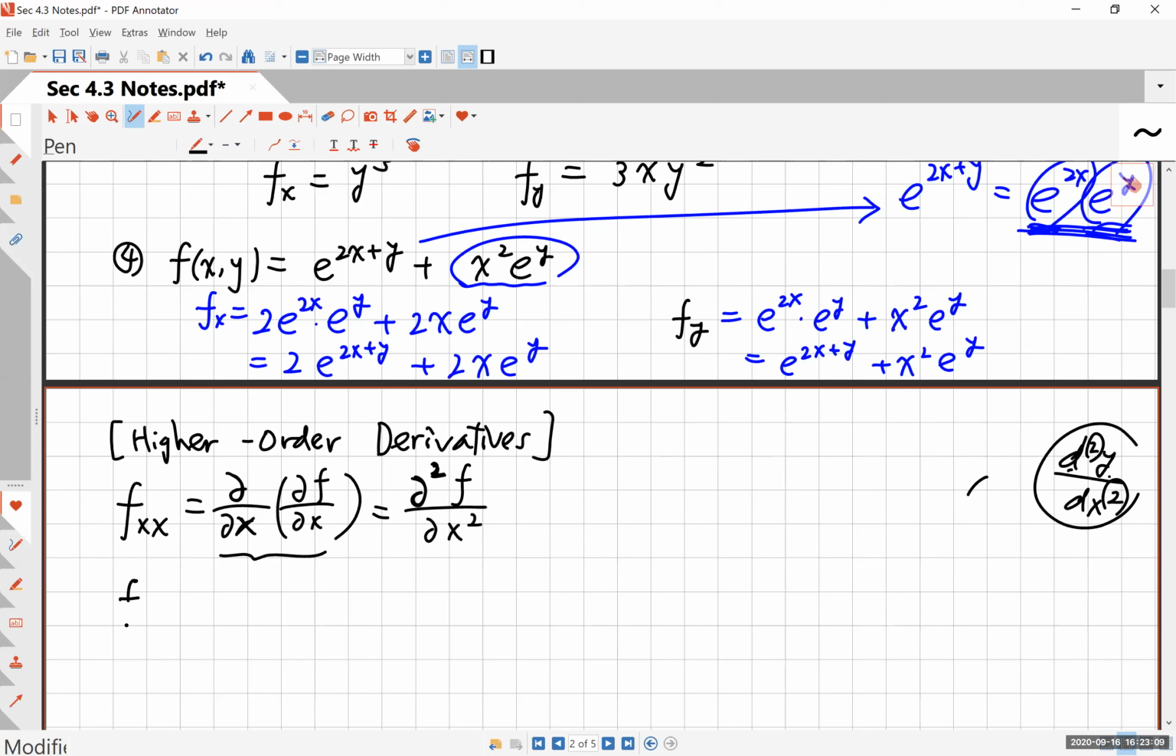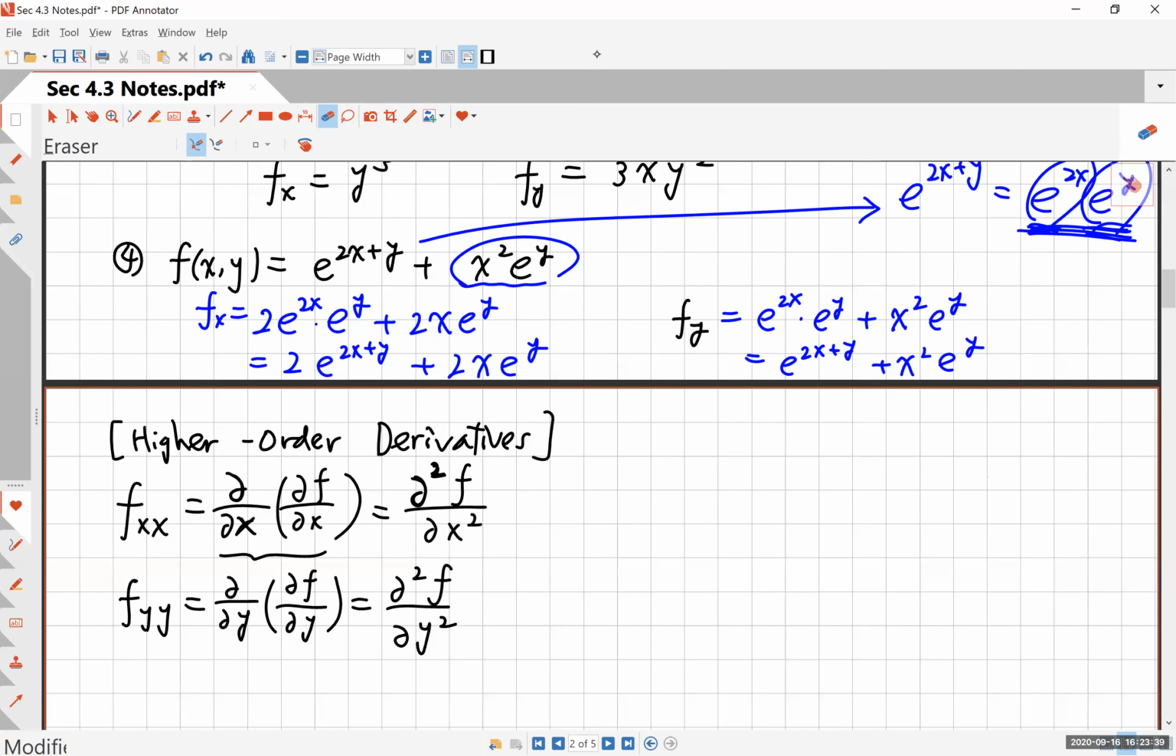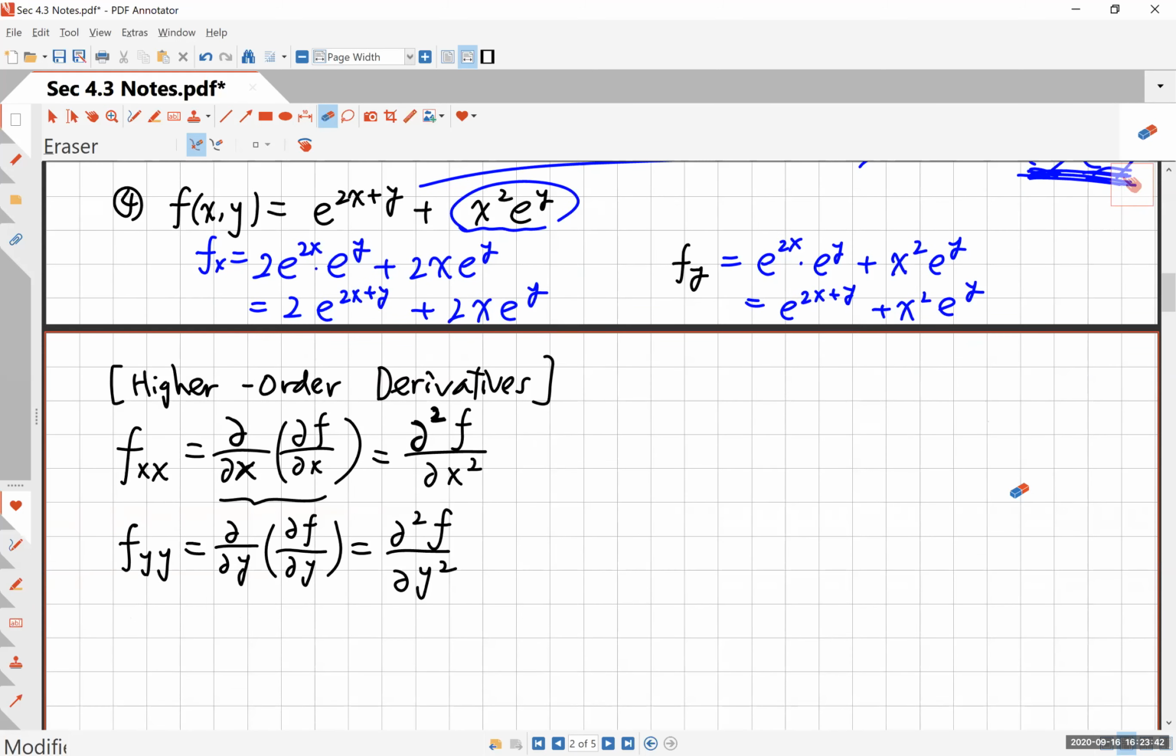And similarly, f_yy is the partial with respect to y of the partial of f with respect to y. So you could also denote this as partial squared f over partial y squared. Okay, you may have noticed that I'm missing 2 things, because I'm taking the derivative and then the second derivative, right? The second derivative is actually the derivative of the first derivative. So what's the problem? Well, nothing, okay, but you could actually do this.